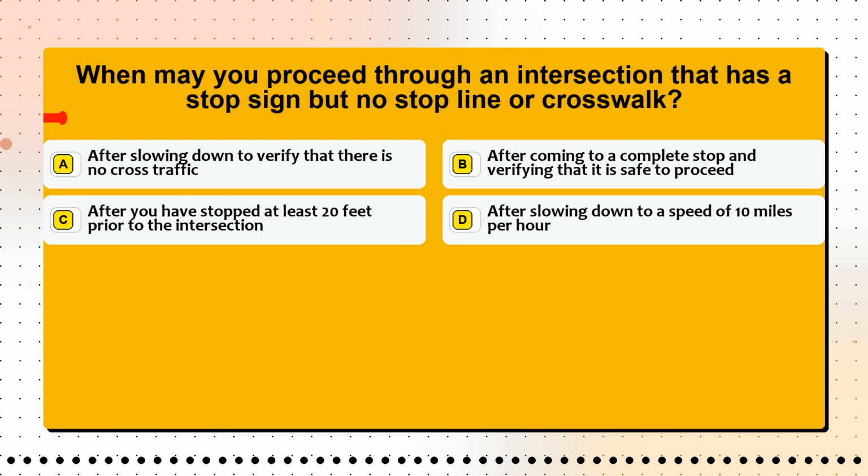Question 64. When may you proceed through an intersection that has a stop sign but no stop line or crosswalk? Here are the options. Option A, after slowing down to verify that there is no cross traffic. Option B, after coming to a complete stop and verifying that it is safe to proceed. Option C, after you have stopped at least 20 feet prior to the intersection. Option D, after slowing down to a speed of 10 miles per hour.